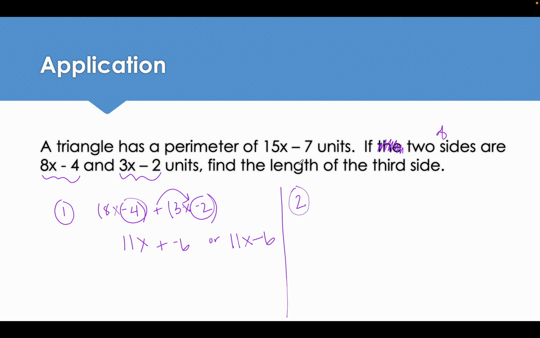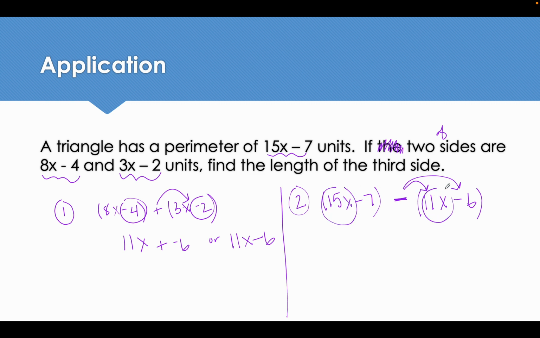Step 2 is to now subtract that from the total, which is 15x minus 7. Again, with addition, you could get that answer without including the parentheses, but with subtraction, you would not get the same answer. So we definitely need parentheses here around the 11x minus 6, because we're subtracting both the 11x and the minus 6 from the like terms in the first quantity.